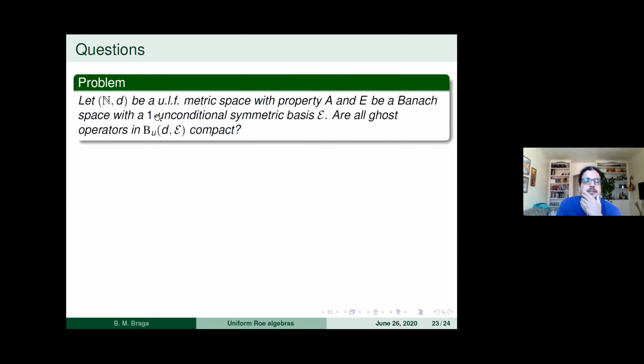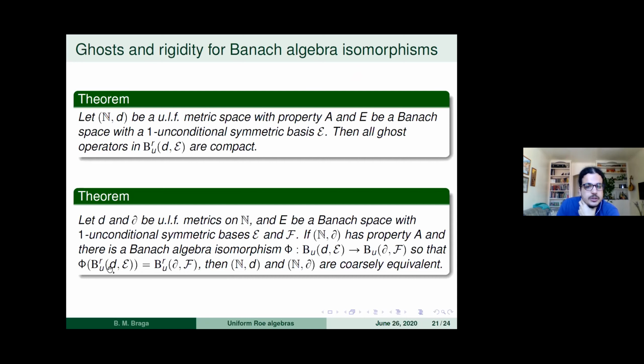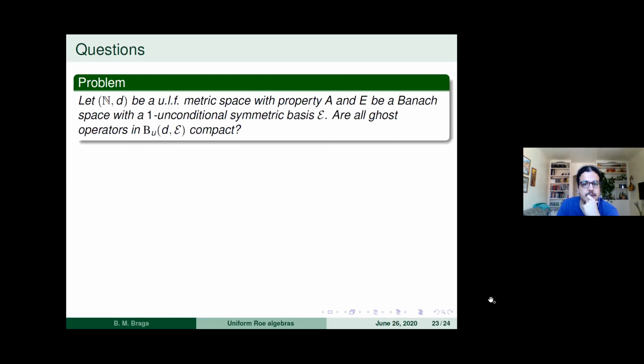Now, that's what I mentioned before. I know that all ghosts in the regular uniform Roe algebra are compact. But what about all ghosts in the uniform Roe algebra? I don't know if this is the case. If this was the case, it would be very nice because you would be able to remove this condition here from the theorem. Let me just come back there.